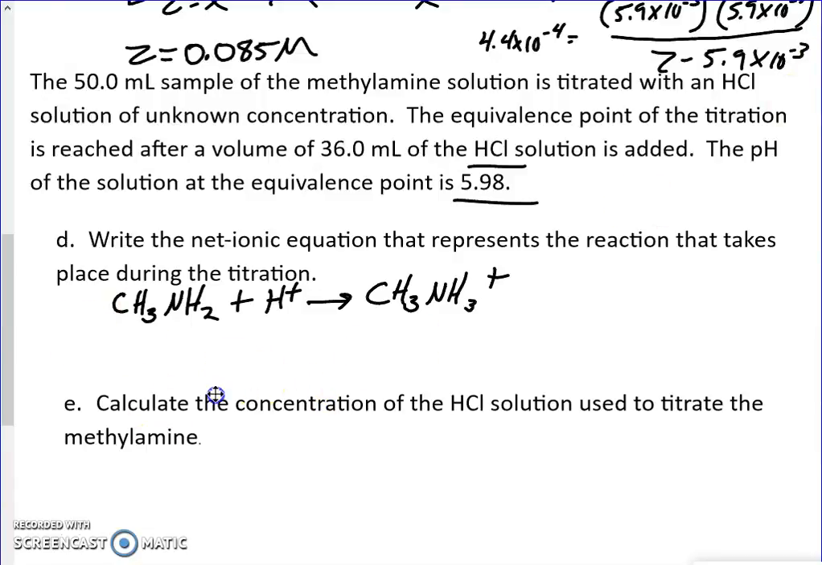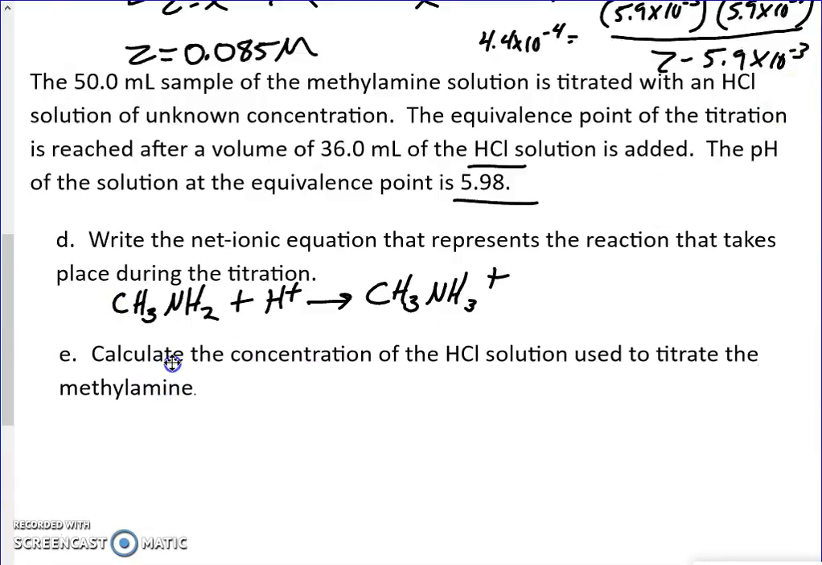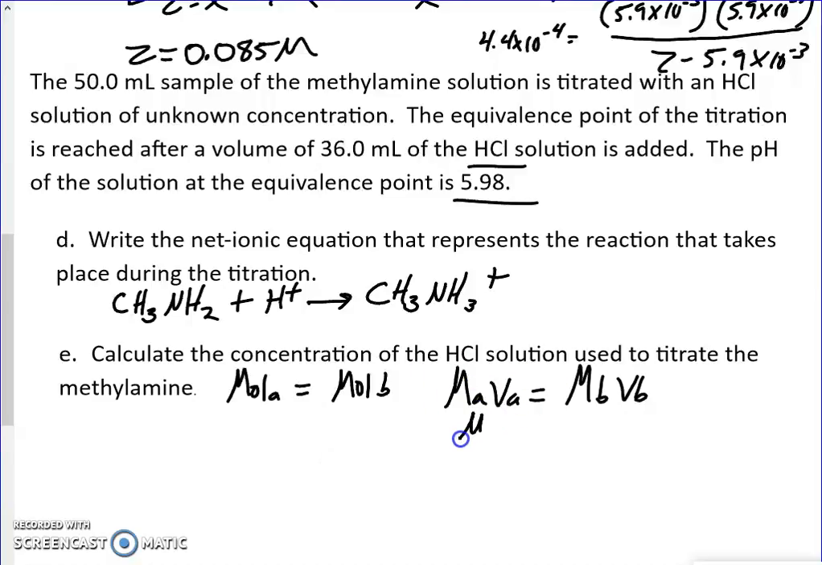Okay. The next thing, it says to calculate the concentration of the HCl in the solution used to titrate the methylamine. How in the world are we going to do that? This is where our knowledge of the equivalence point becomes really helpful. We know at the equivalence point that the moles of the acid are equal to the moles of the base. Well, what equation do we know that can help us do that? MAVA equals MBVB. Molarity of the acid times the volume of the acid is going to give us the moles of the acid. Molarity of the base times the volume of the base is going to give us the moles of the base. And they just happen to be equal to each other at the equivalence point.